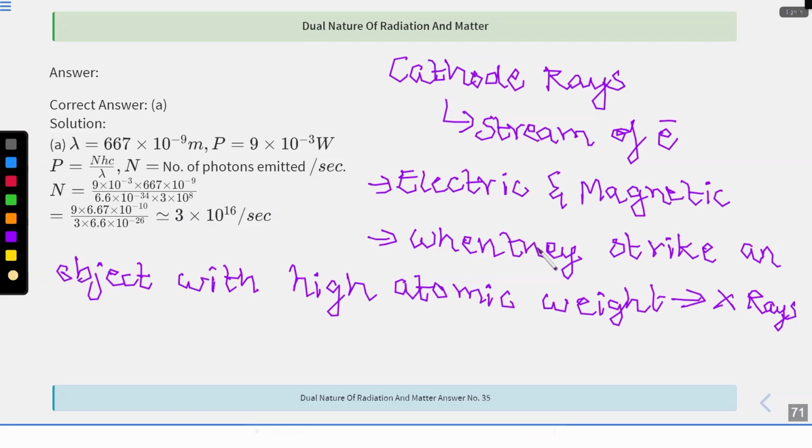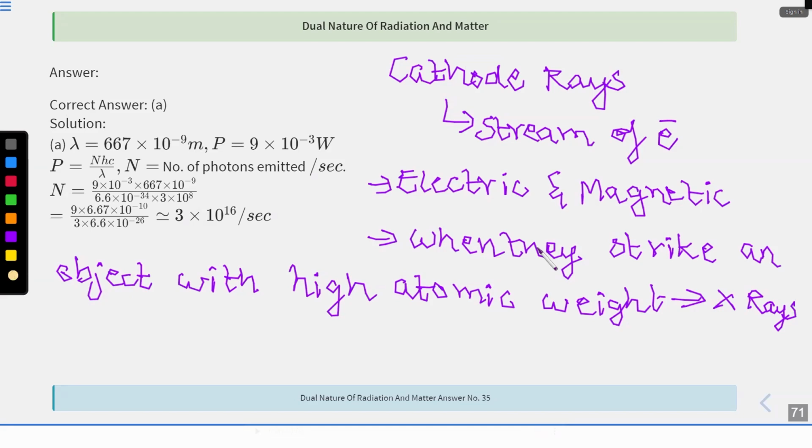Positive rays were basically found by Goldstein, right? They are referred to as the moving positive ions of the gas filled in the discharge tubes. Here also, in both electric and magnetic fields these rays are deflected. Only a straight path will allow these rays to travel. The cathode rays travel at a faster speed than the positive rays. Okay, this is one of the things that you have to remember.